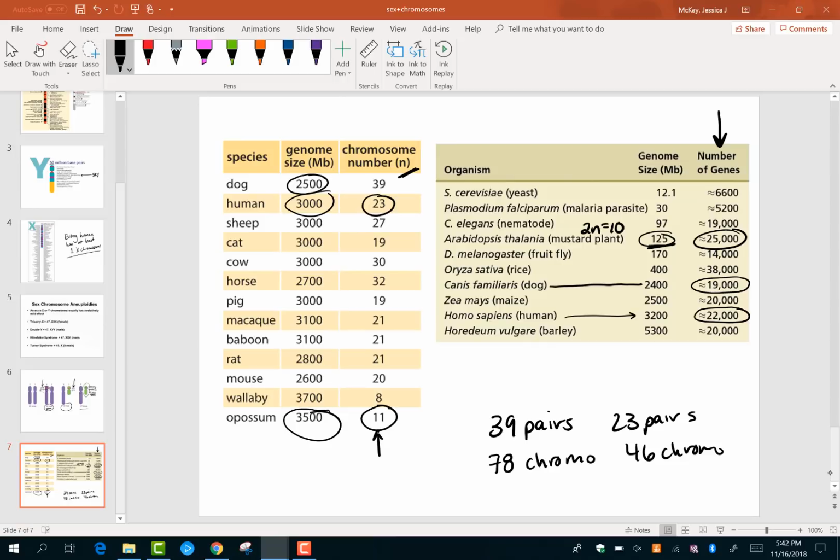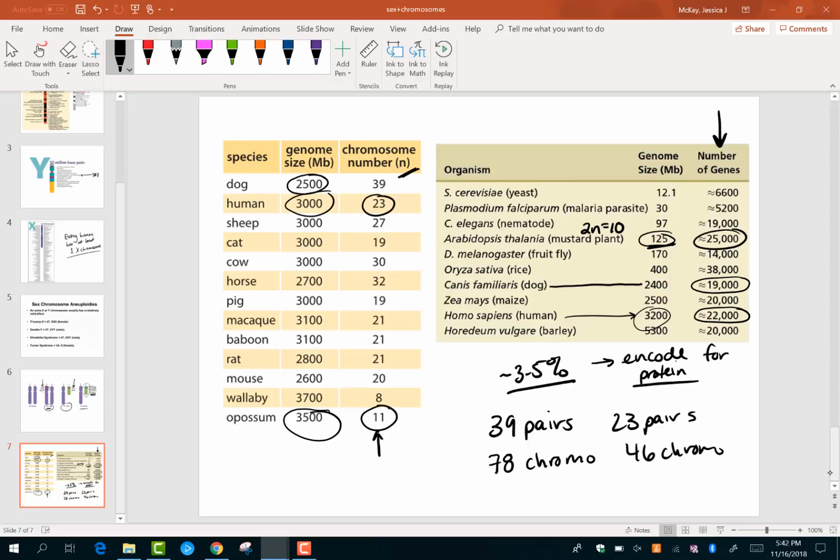Smaller genome size than humans. So you cannot equate genome size to complexity, to number of genes. It all depends on what else is in that genome. And like I mentioned in class, in humans, only about 3 to 5% of these 3 billion base pairs encode for proteins. So we're trying to figure out what the other 95% does.